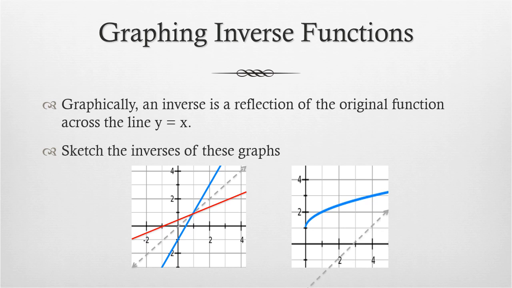Now this one, same thing. We're going to draw our line y equals x, and then we're going to reflect it. And notice here where on the original function we had the point (0,1), now we have the point (1,0). And again, you see that they're intersecting at that line, y equals x.